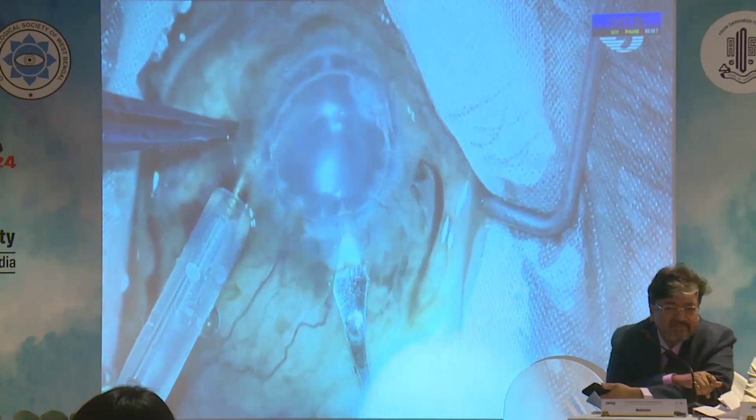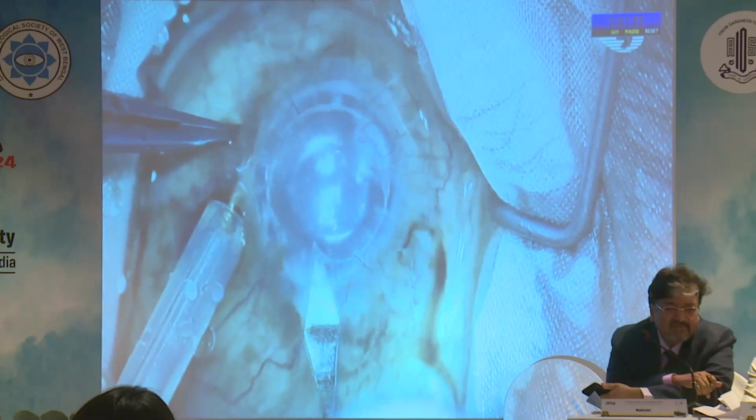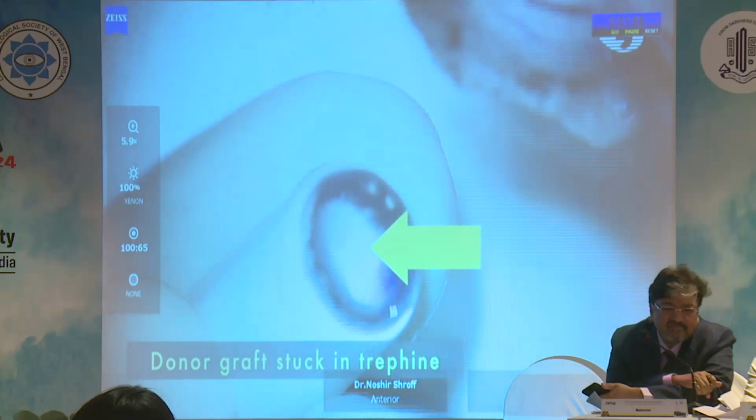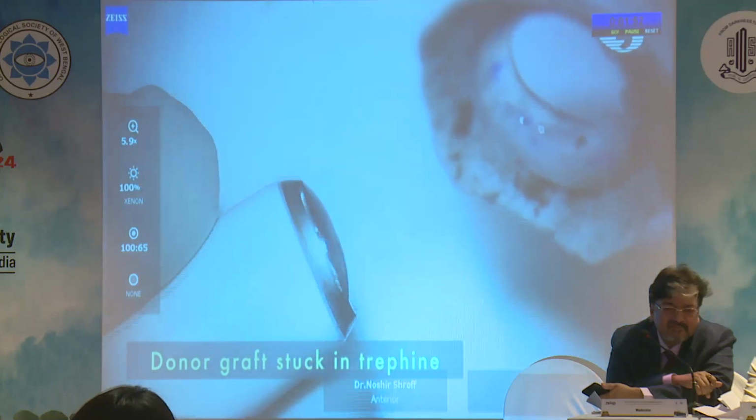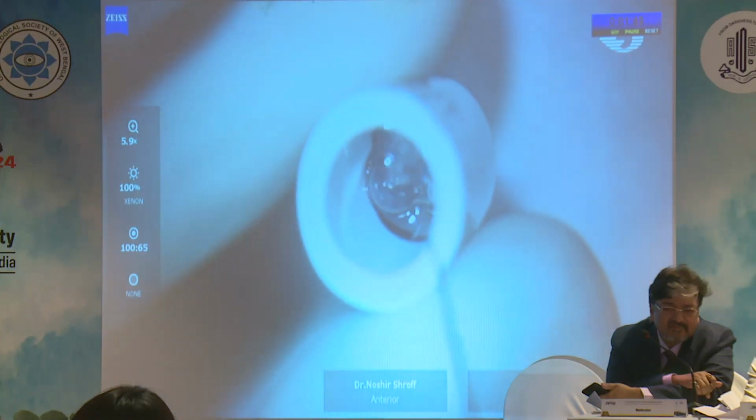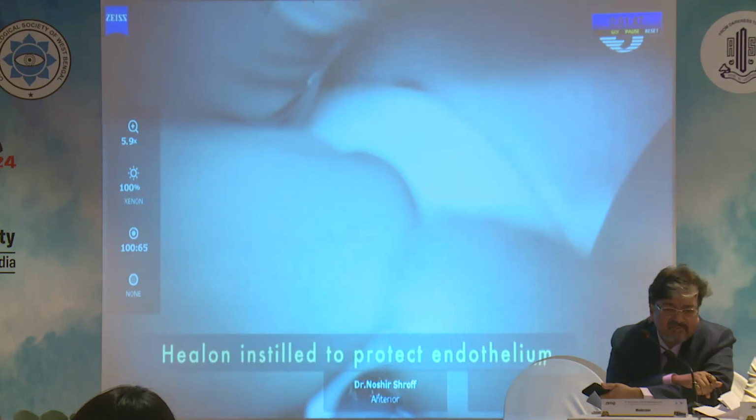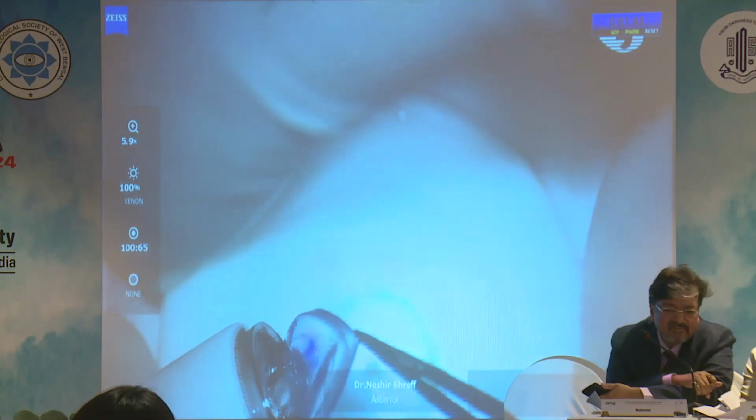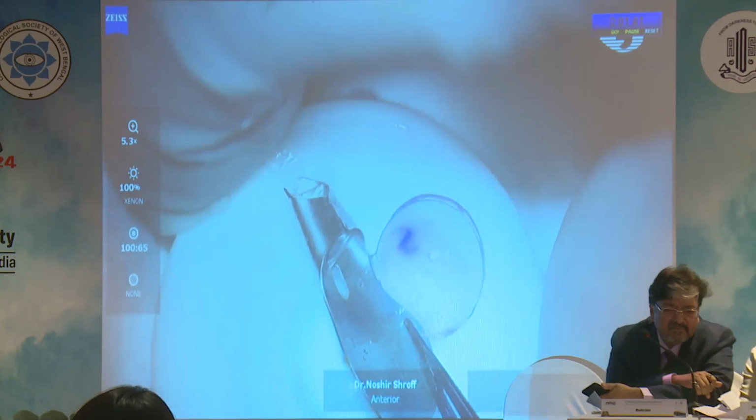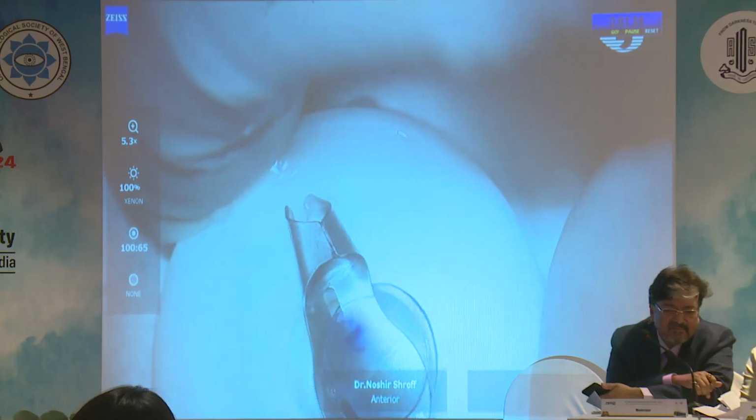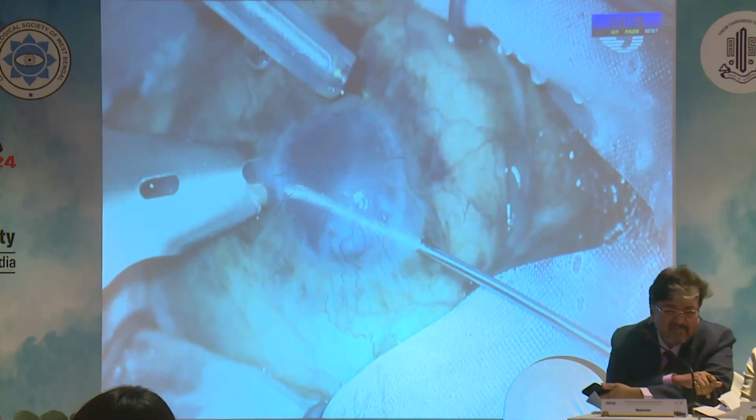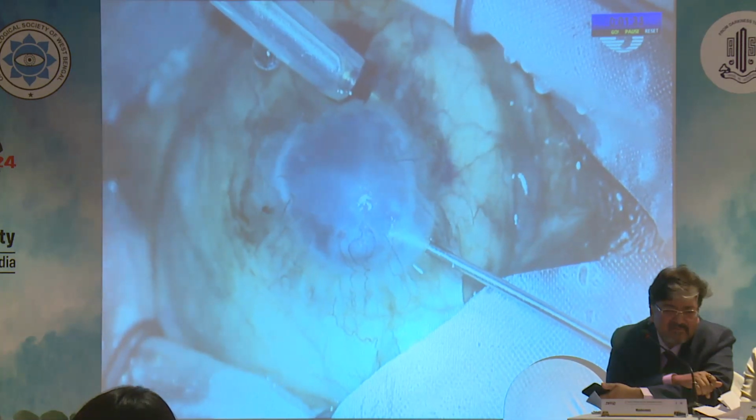The main wound is made and extended to about 4 mm. We face an unexpected issue on trephining the graft and we find that the donor button has got stuck in the trephine. We instill Healon GV from the endothelial side and gently remove the donor button from the trephine. The donor lenticule is gently slid onto the Busin glide, and on pulling the graft into the anterior chamber, what we notice is that the graft edge is folded.